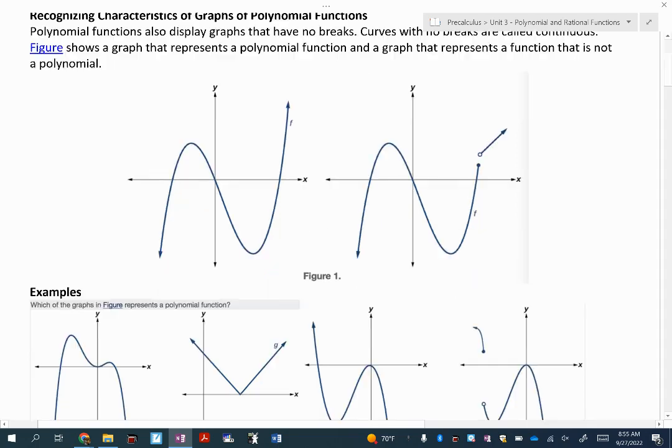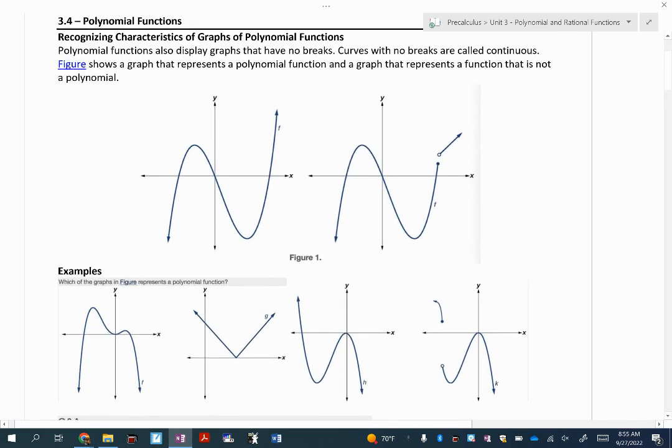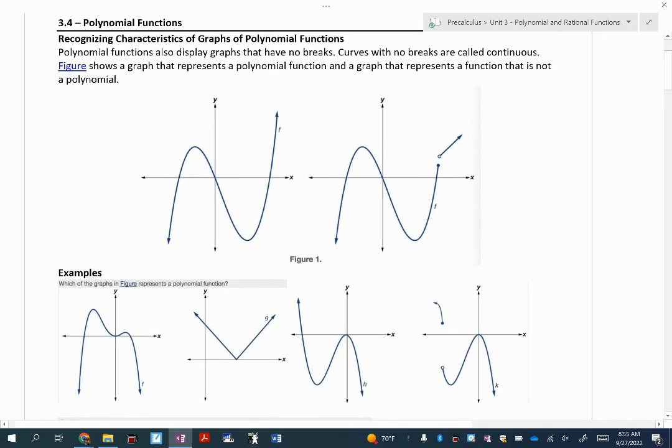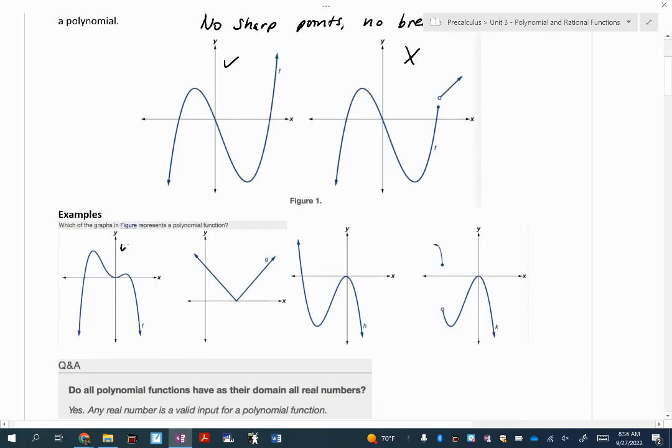Okay, so the first thing that I want you to see is that polynomial functions have no breaks, and they must be continuous. So the things you're looking for when you're determining if this is a polynomial or not is you're looking for no sharp points, and you're looking for no breaks. Like the first one is very much a polynomial. This has a jump, like a piecewise function going on here. So that's not going to be a polynomial.